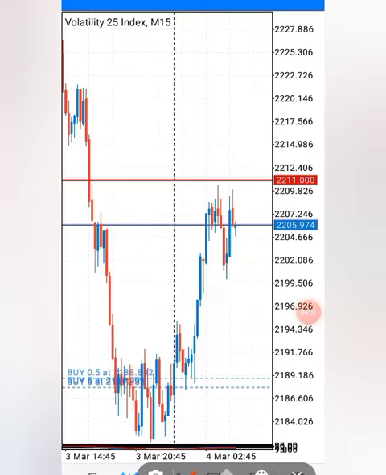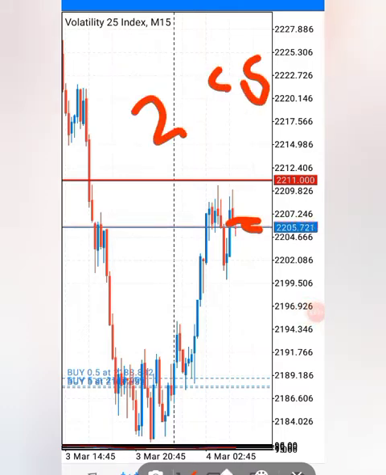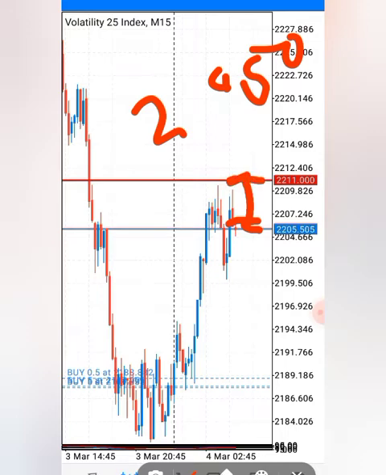Okay, so my entry is here. Now, because I'm risking $2.50, I'm going for 5 points. So if this market moves from here and goes back to this place, my SL will be hit and I will lose $2.50 from my $50 account.